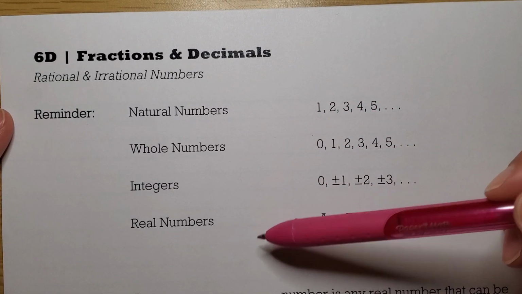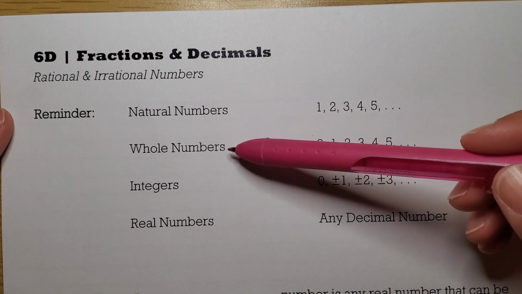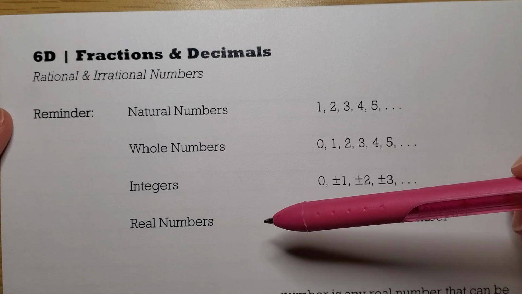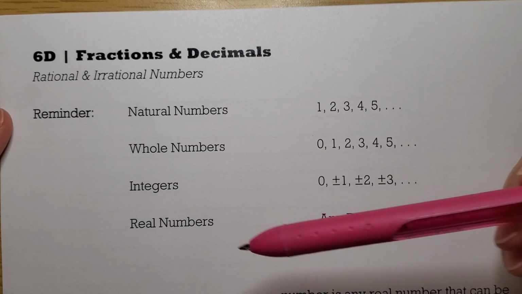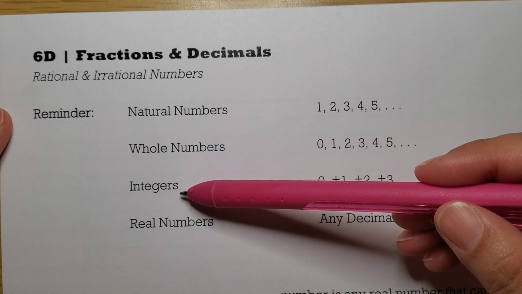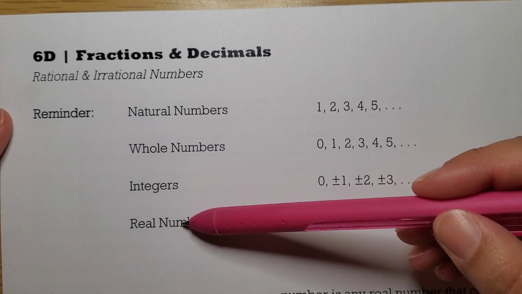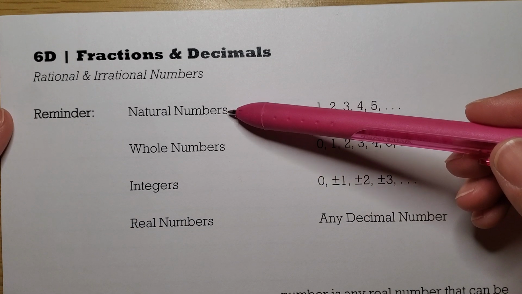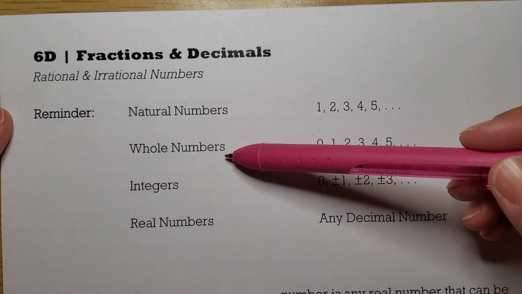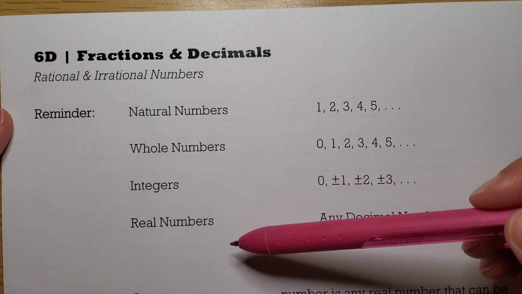In this list, each of the subsequent types of numbers includes all the previous ones. So for example, if I have a number that's an integer, it is also a real number because real numbers include the integers. If I have a number that's natural, that means it is also a whole number and an integer and a real number.